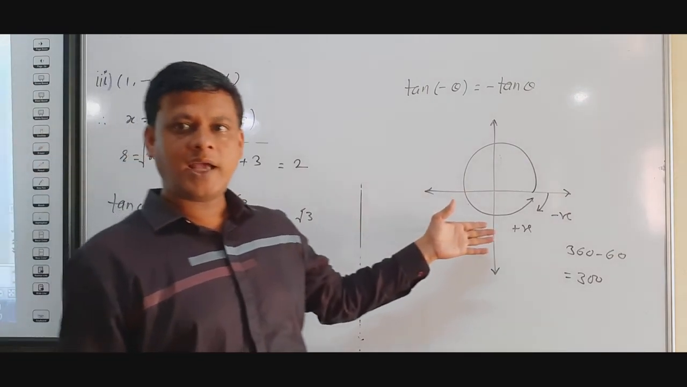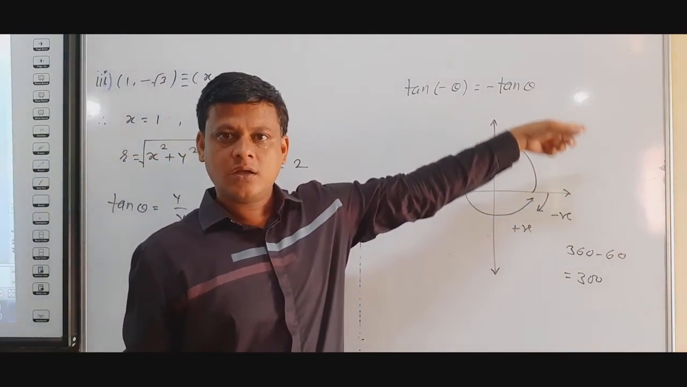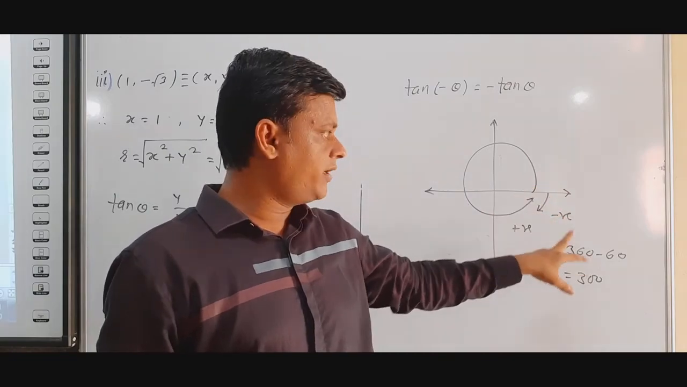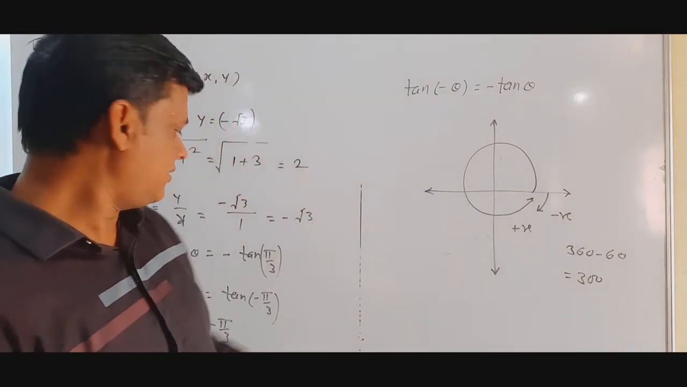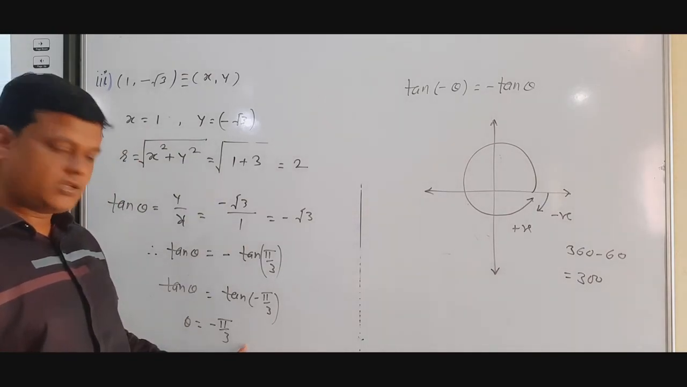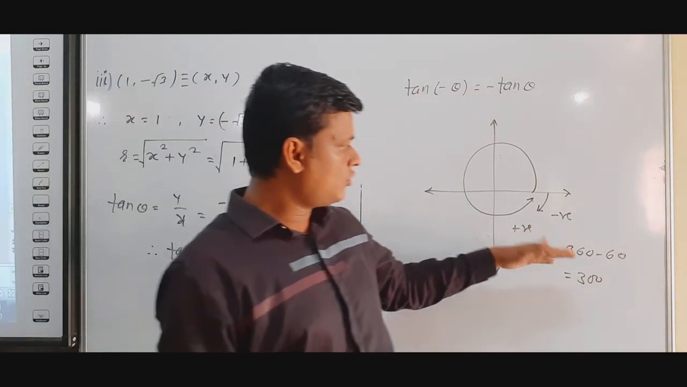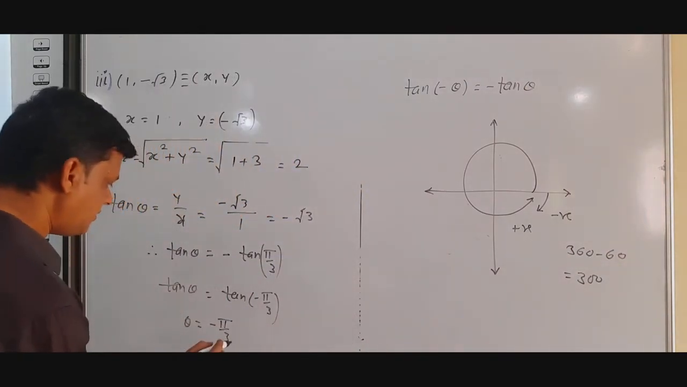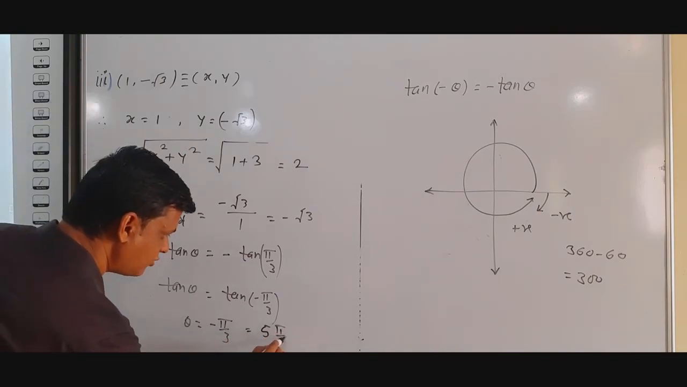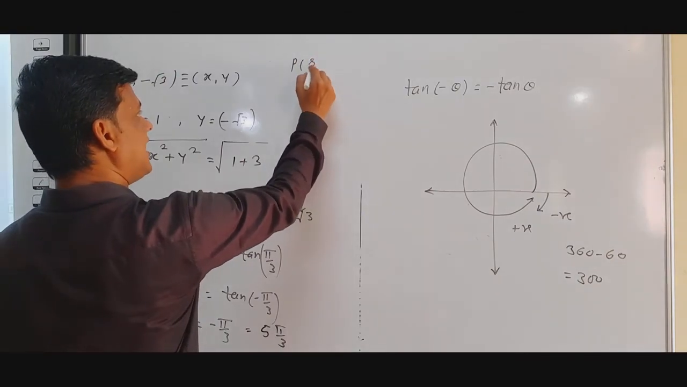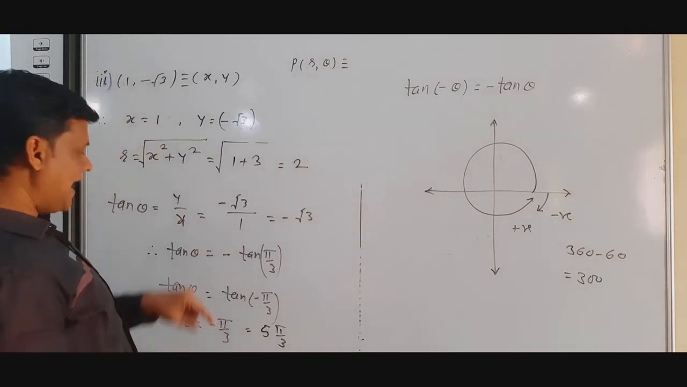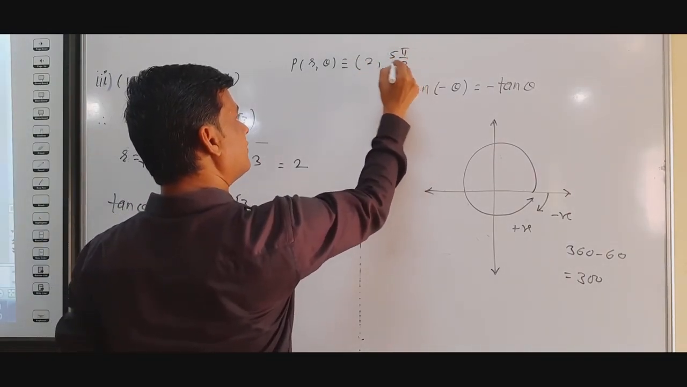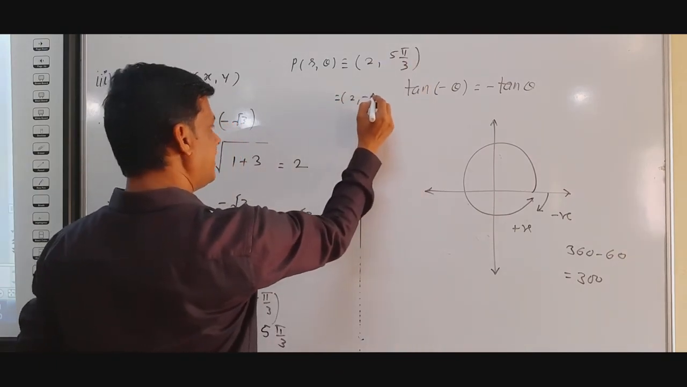If you consider the diagram, if we measure anti-clockwise, then we write in positive form the angle. If we measure clockwise, then we write in negative. So if we consider this, pi by 3 is 60, so minus sign gives minus 60. So subtracting this 60 from 360, we get 300. So you can write this theta as 5 pi by 3 also. So the polar coordinate form is (r, theta), where r is 2, theta is 5 pi by 3, or you can write (2, minus pi by 3).